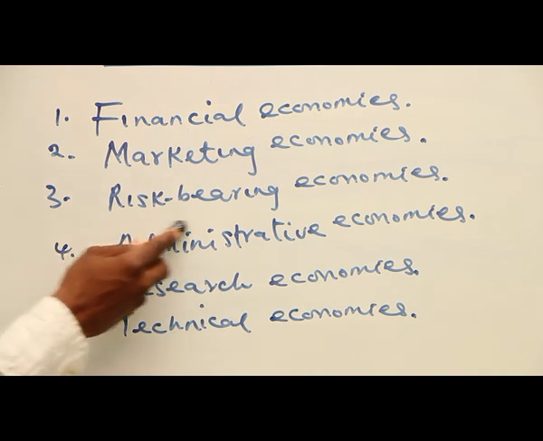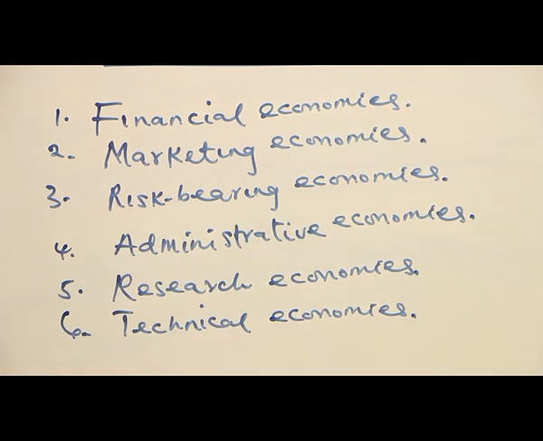Number 3, risk-bearing economies. We understand that in every business there is risk. Now, for a firm to bear a risk, the firm should be able to diversify, that is, to spread its risk. By doing that, the firm will have lower risk bearing. But if the firm finds it difficult to spread its risk, then the firm will be experiencing what we call risk bearing diseconomies, because the firm is just in one line and finds it difficult to spread its risk. So in that case, the firm will find it difficult to grow. If care is not taken, the firm might be out of business.